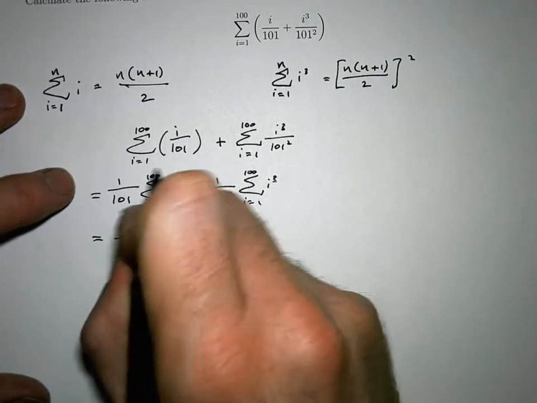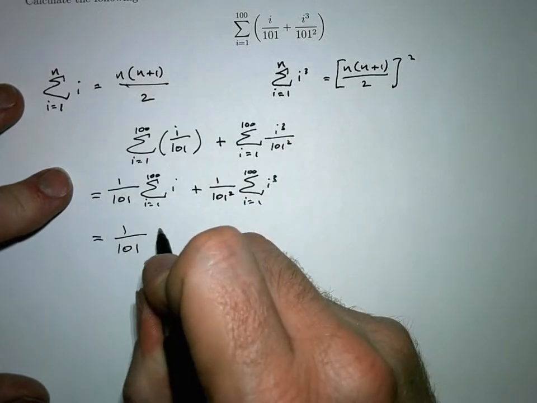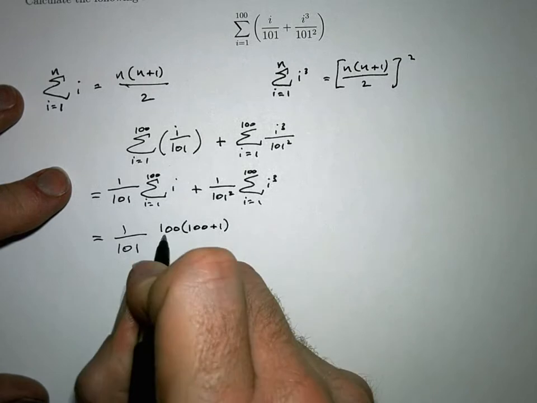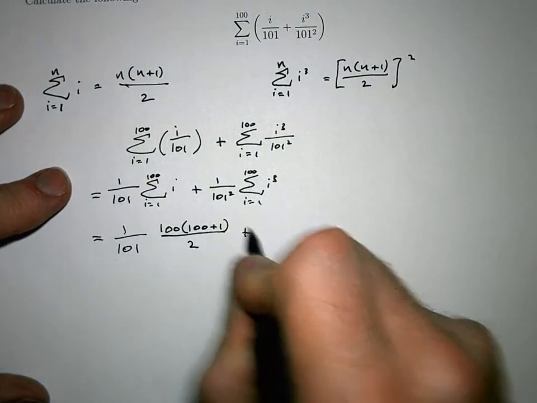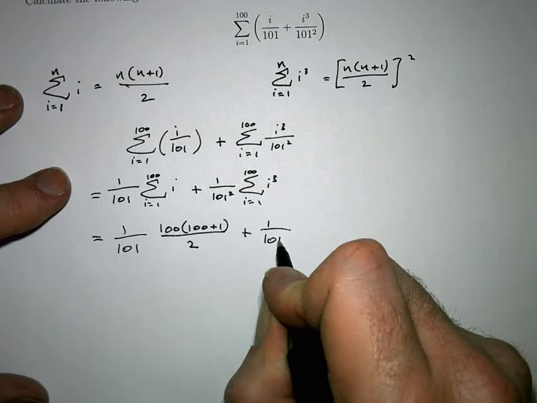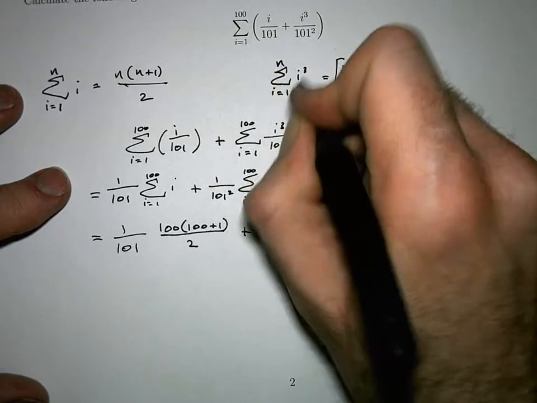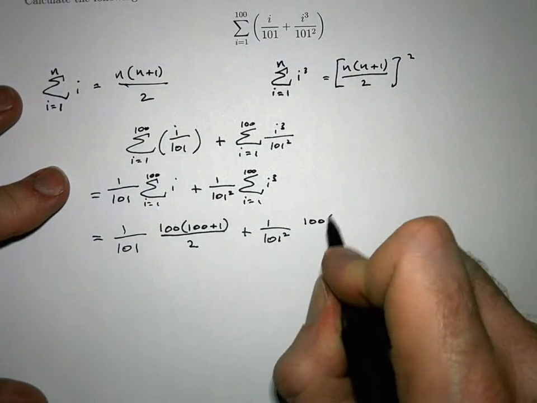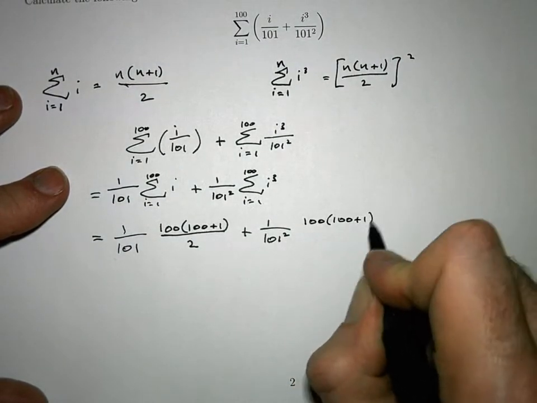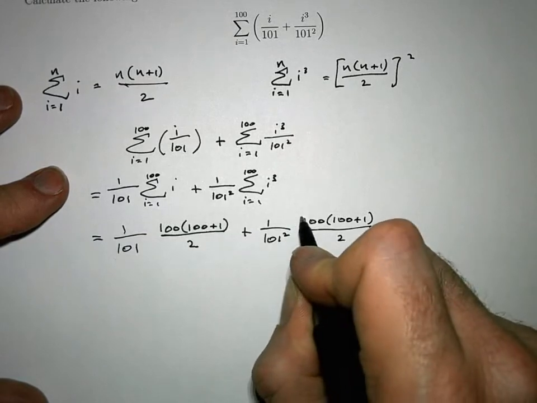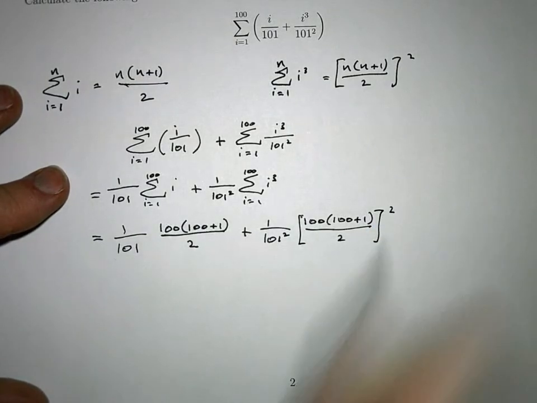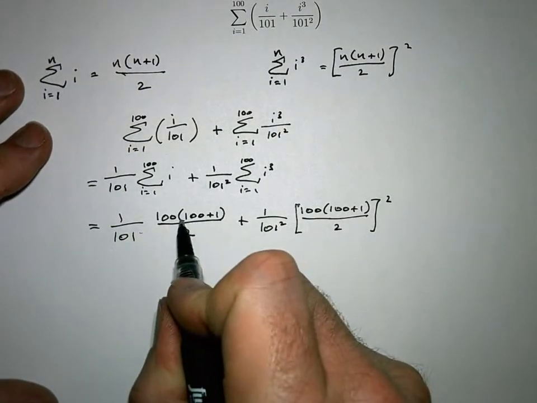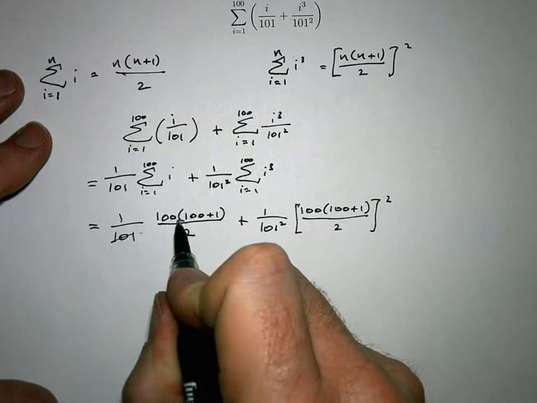So we've got 1 over 101. This here can be replaced by that with 100 in the place of n, over 2, plus this one over here, 1 over 101 squared. Here we've got this guy over here, again with n being replaced by 100. So we've got 100 into 100 plus 1 all over 2, all squared.